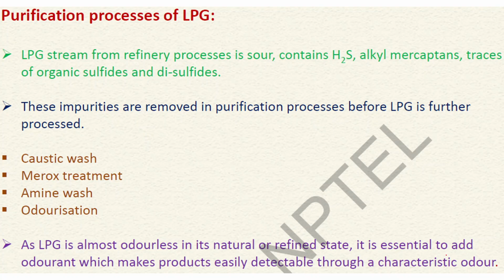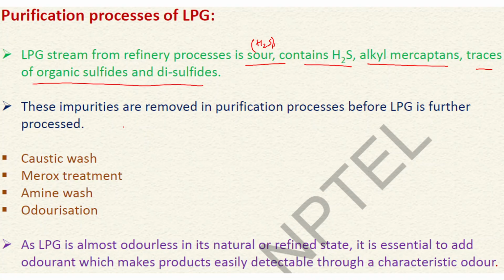Coming on to the purification processes of LPG. LPG streams from refinery processes: as I told, crude oil consists of various contaminants such as sulfur, nitrogen, and some traces of metals. Similarly, the LPG extracted from crude oil will also contain some traces of these impurities. The LPG stream from the refinery is sour, owing to the presence of hydrogen sulfide in the crude oil or the distillate fraction. So it contains H2S, then alkyl mercaptans, and traces of organic sulfides and disulfides.